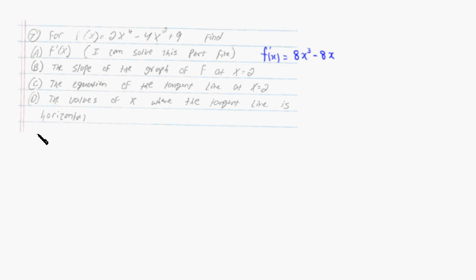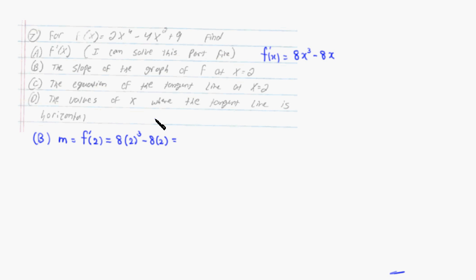Then part B, slope of the graph of f at x equals 2. If you want to find the slope, I'm going to call it m, and this can be found by evaluating the derivative at the given x value. So it's x equals 2. What I have to do is plug 2 into the derivative. So it's 8 times 2 cubed minus 8 times 2.